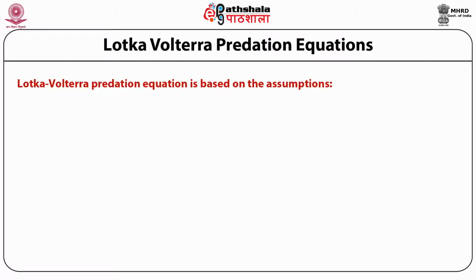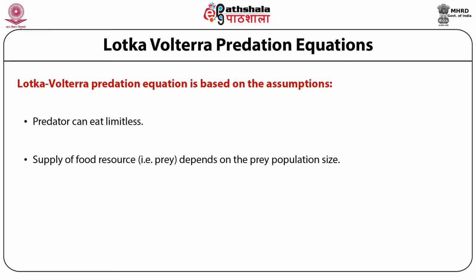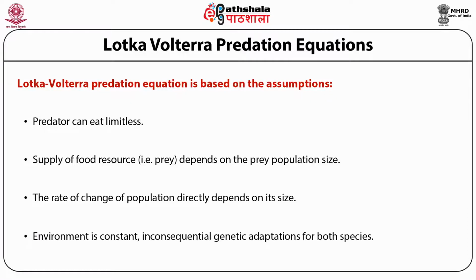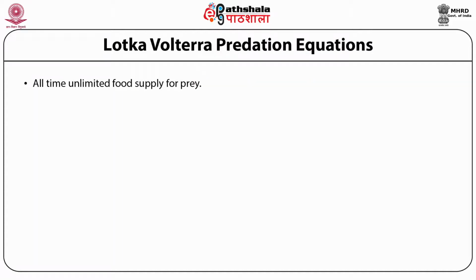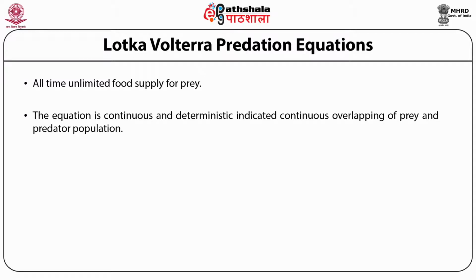The Lotka-Volterra predation equation is based on these assumptions. Predator can eat limitless. Supply of food resource, that is prey, depends on the prey population size. The rate of change of population directly depends on its size. Environment is constant. Inconsequential genetic adaptations for both species. All-time unlimited food supply for prey. The equation is continuous and deterministic, indicating continuous overlapping of prey and predator population.